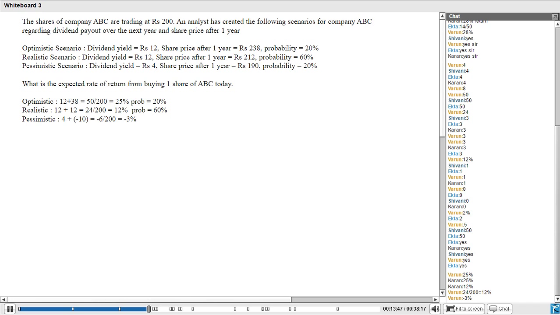Have all of you understood it? So returns can be positive, negative, 0. They can be anything. Yeah, Karan, that's right. Minus 3%. So in the pessimistic scenario, we make a negative return. And the probability is 20%. So what is the expected return now? Can all of you compute what would be the expected return?